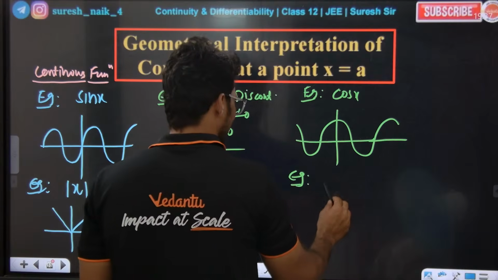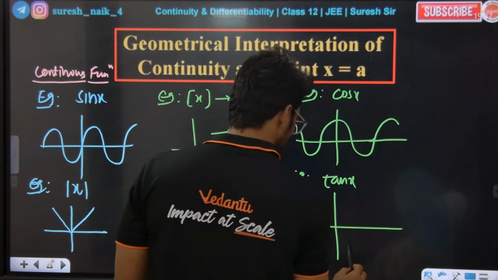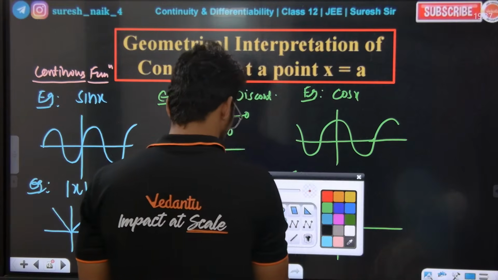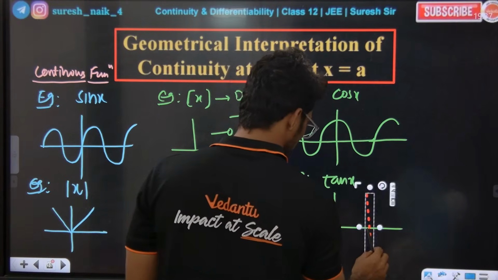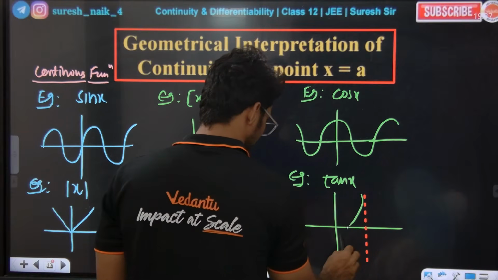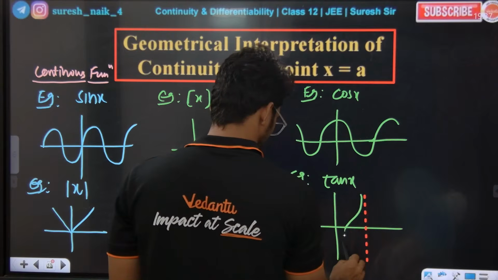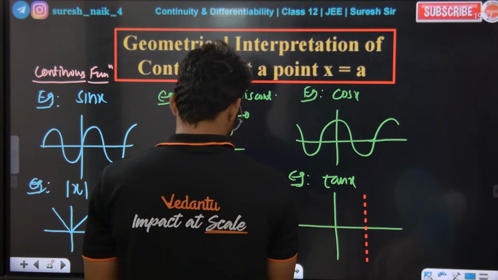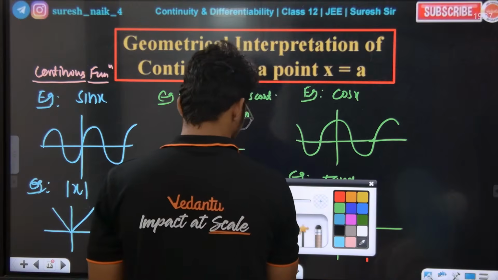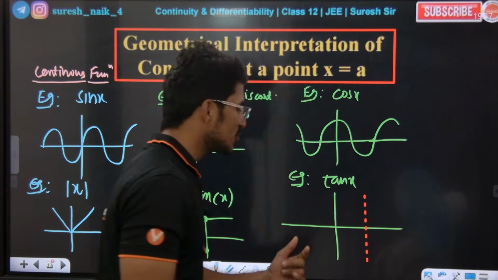Next, you can draw any graph. Tan x graph. Tan x graph is basically continuous in its domain. Tan x basically what? Continuous in its domain. Tan x is continuous in our domain. Tan 0 is not defined, right? So tan 0 basically.